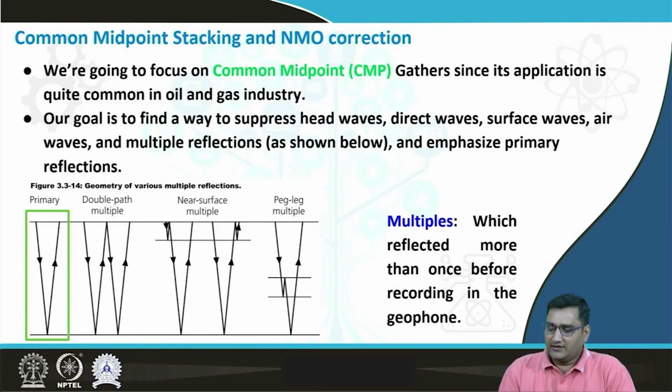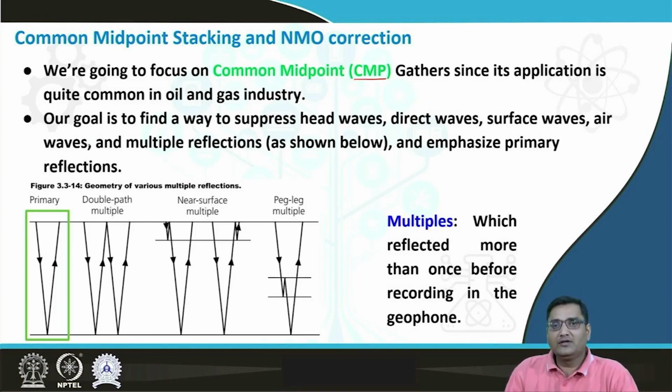Now let's understand common midpoint stacking and the normal move out correction. We are going to focus on the common midpoint, in short known as CMP gathers, since its application is quite common in the oil and gas industry.